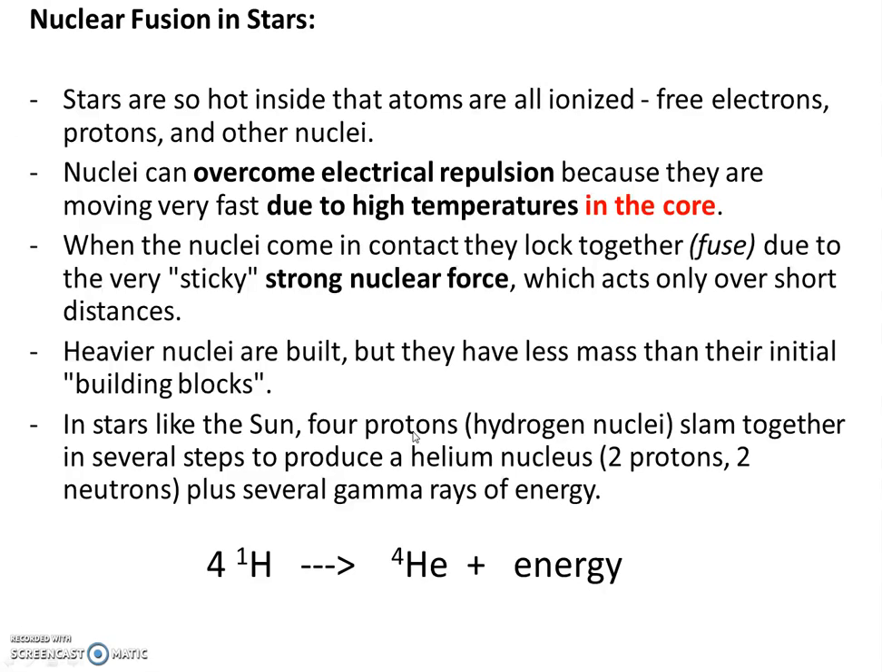Okay? So if you had a nuclear equation that would show this, four hydrogens, a proton is a hydrogen nucleus, come together in a very complicated series of steps, which I'll show you on the next page, to make a helium nucleus, a nucleus of helium-4, which is made of two protons and two neutrons, plus energy.